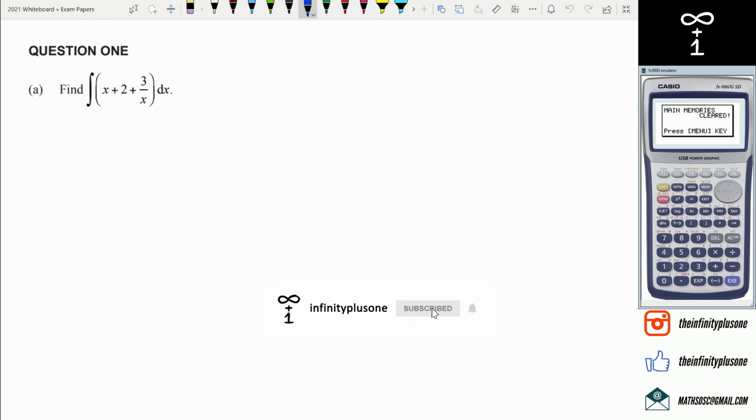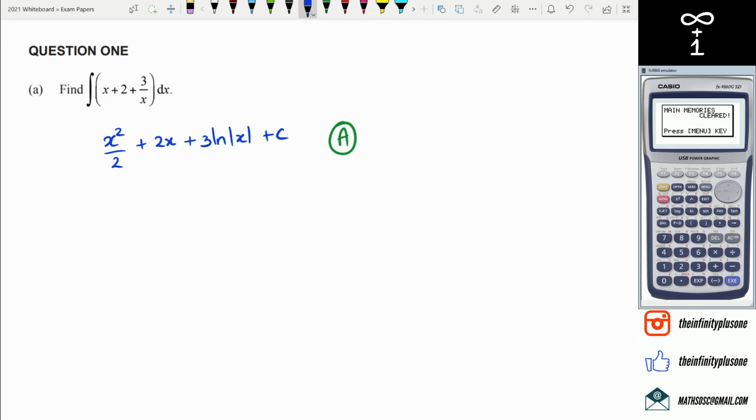So nice, always nice questions they start off with, shouldn't take you guys too long. So we've got x, we're going to integrate x, which gives us x squared over 2. 2 integrates to 2x, and of course 3 over x integrates to 3 ln of x. And of course, don't forget your plus c. Basically, this gets you an achieved, and that's question 1a.